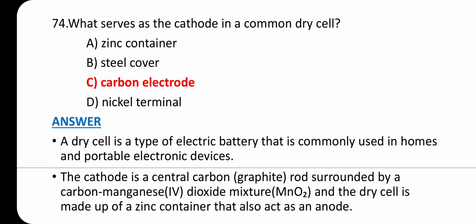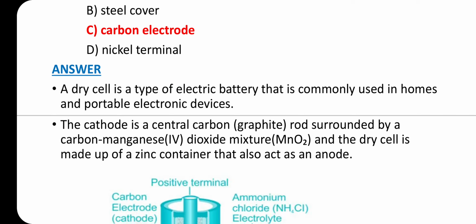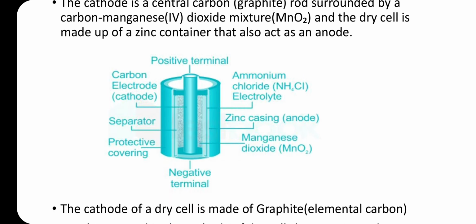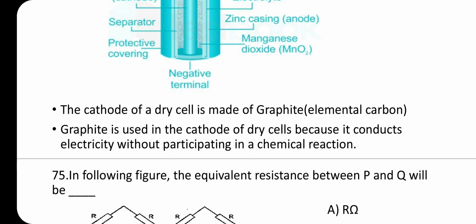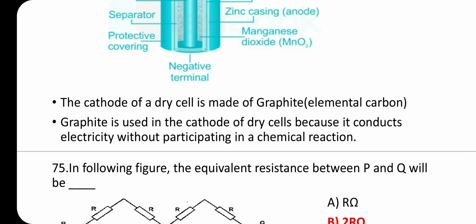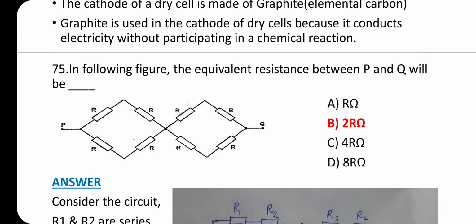A dry cell is a type of electric battery that is commonly used in homes and portable electronic devices. The cathode is a central carbon graphite rod surrounded by a carbon manganese dioxide mixture, and the dry cell is made up of a zinc container that also acts as the anode. The cathode of a dry cell is made of graphite or elemental carbon. Graphite is used in the cathode of dry cells because it conducts electricity without participating in a chemical reaction.